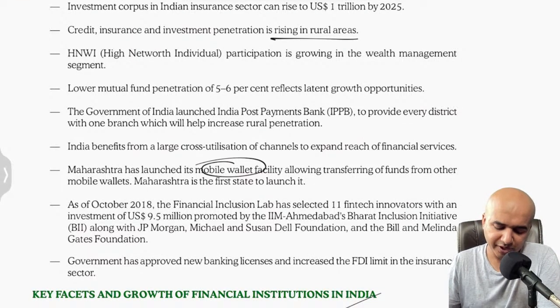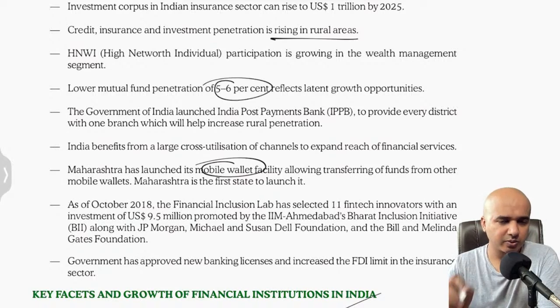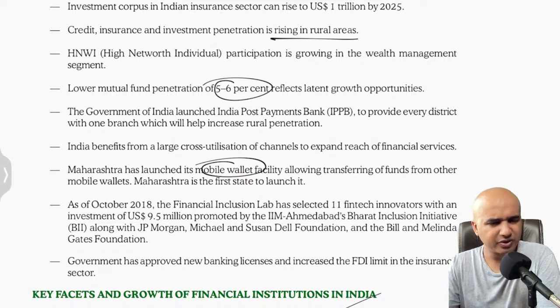Lower mutual fund penetration of 5 to 6%. So what they are trying to say is mutual fund so far has penetrated only to the extent of 5 to 6%. That's all. When that is the case, there is still a lot of opportunity for us, because look at the vast population of the country. If only 5 to 6% of the people have invested in mutual fund, there are so many others who haven't already invested. So we can definitely tap that market. So this gives us some kind of hope.